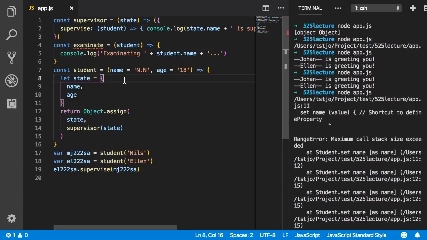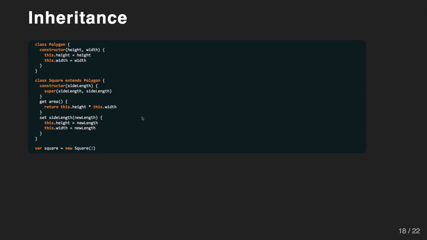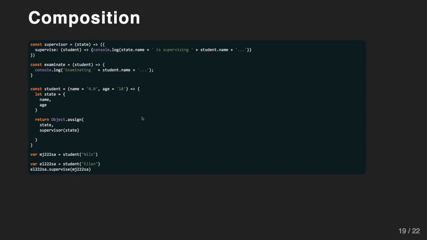So this is a factory that is returning a new object, which is using assign to, I almost don't know what assign does, but it's using assign supervisor. Forget about that one. I'm not sure why I had it there. But it's probably a way of doing composition in a fancy way.